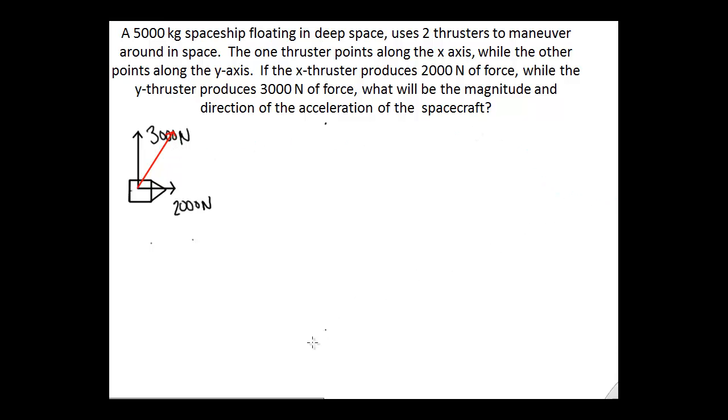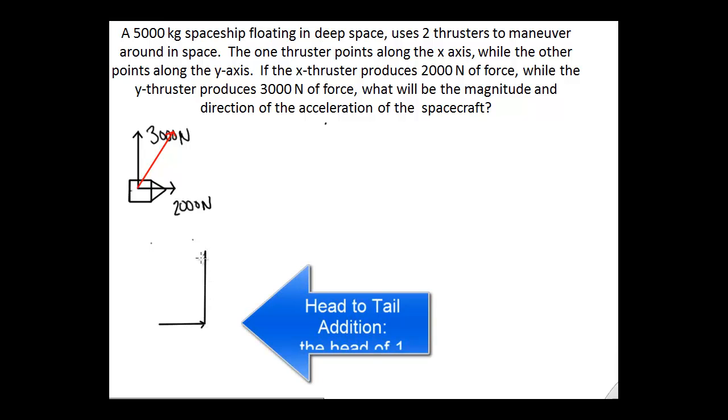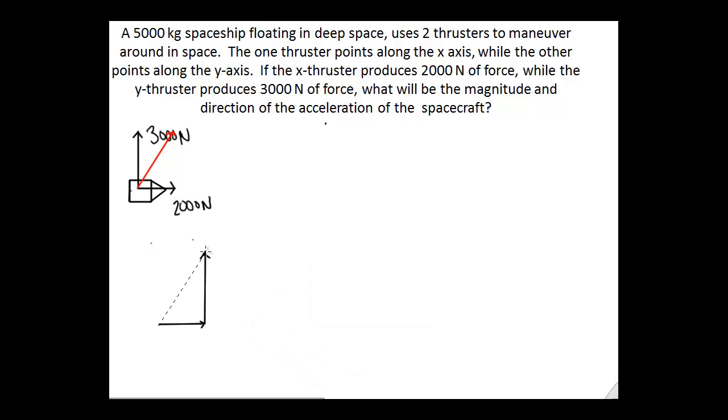All right, in order to do this kind of problem, the easiest thing to do is find the net force first, and then we can just use the net force equals the mass times the acceleration equation. So this is an example of how to add vectors. So we start with the vector on the x, and then we add to it the vector on the y, and then the answer ends up being from the beginning of the first vector to the end of the last vector.